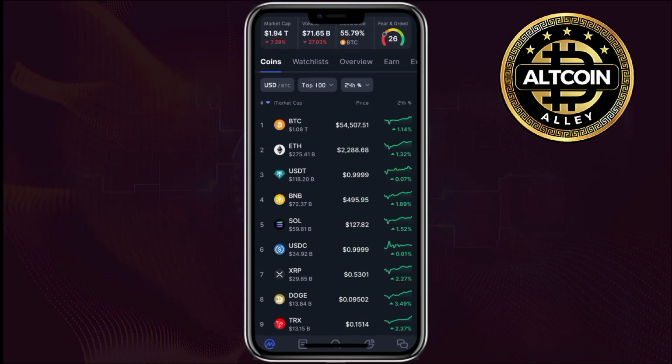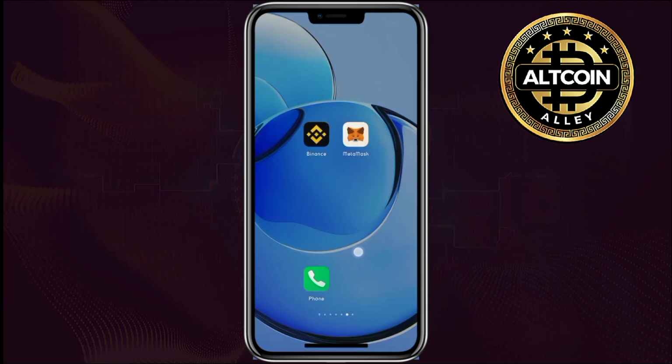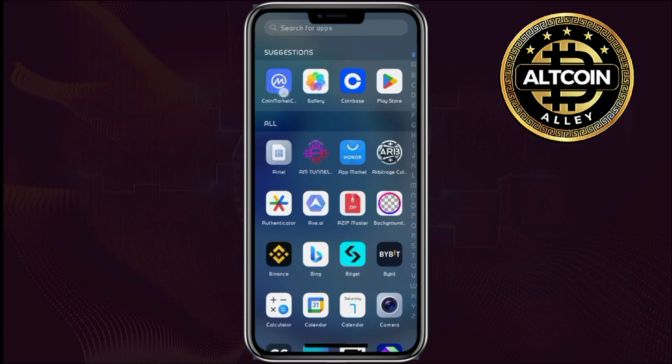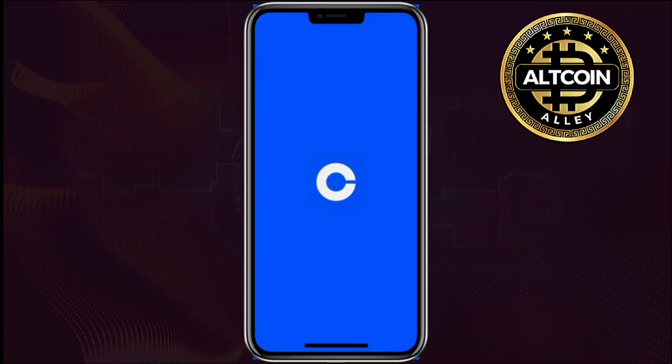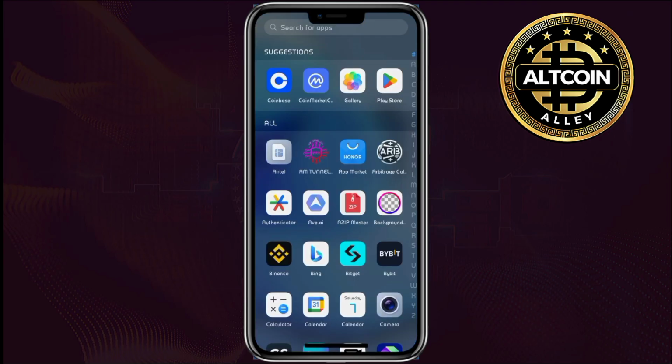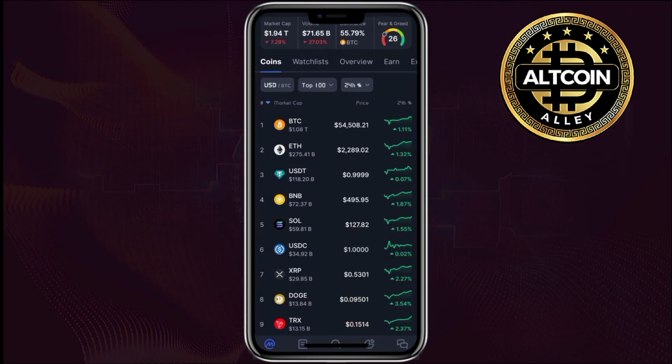In this video, I'll show you how to send money from Coinmarketcap to Coinbase. So first and foremost, this one is my Coinmarketcap and this one over here is my Coinbase wallet, or my Coinbase exchange. So leaving alone the Coinbase exchange, I'll come to my Coinmarketcap.